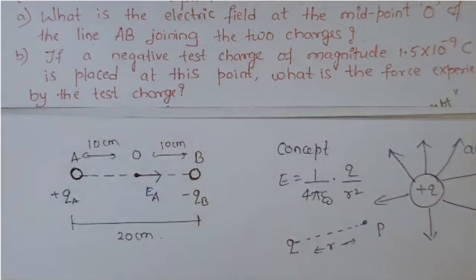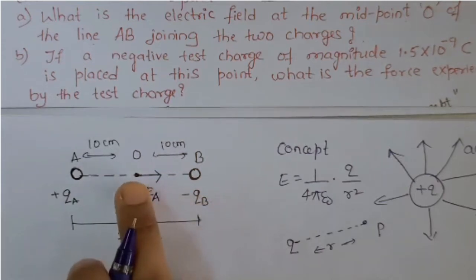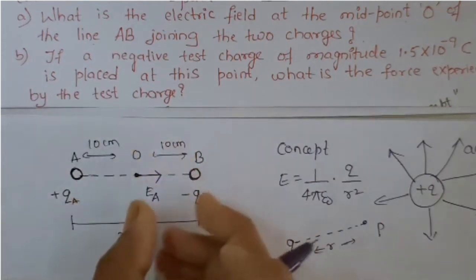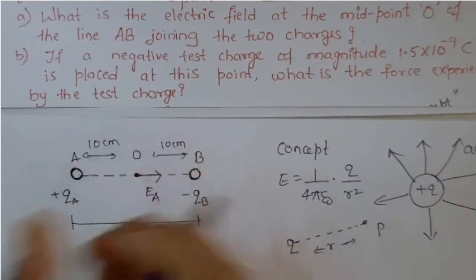I'll mention it as EA. You can name it as E1 too, no problem. Clear? Now next you have to find electric field due to charge QB. Okay, at where? At point O again. So in that case, what distance you are going to take? OB. You're going to take OB distance.